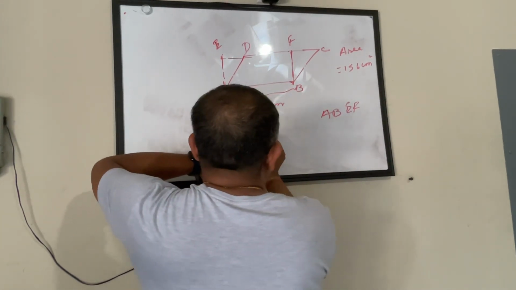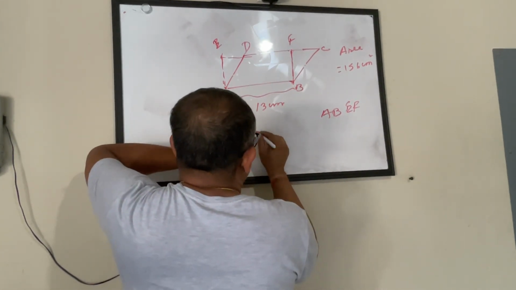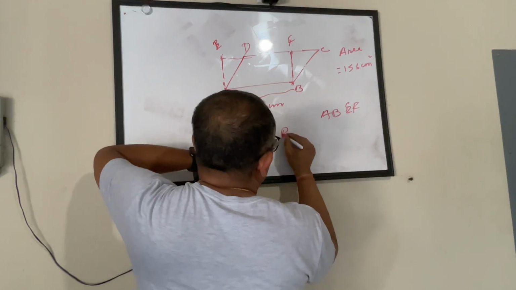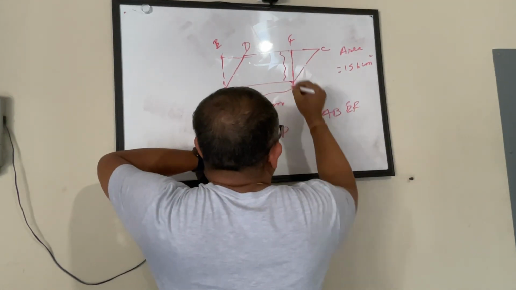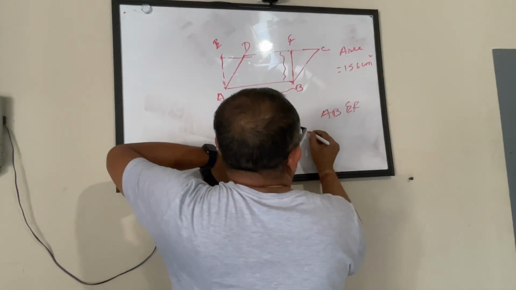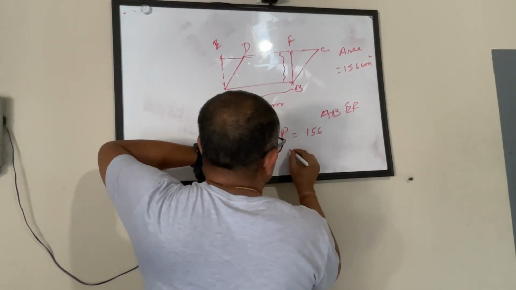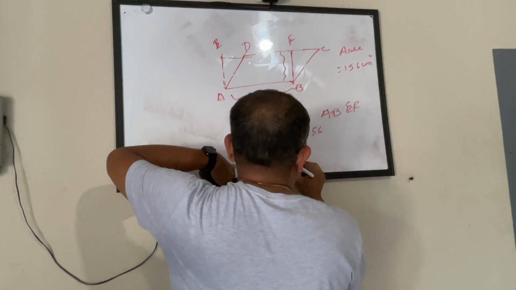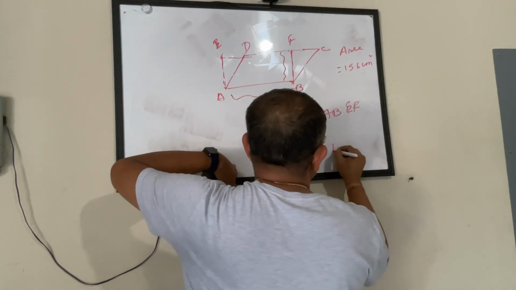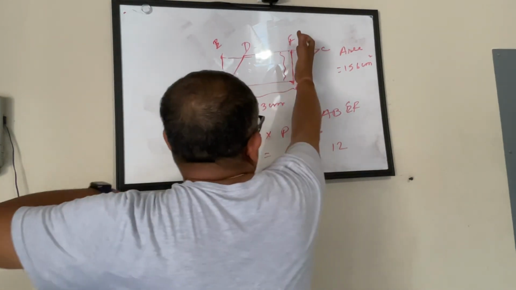So we know that the area of a parallelogram is base multiplied by the perpendicular distance. This was my area, 156. So my perpendicular distance is equal to 156 divided by 13. So 13 times 12 is this. So we got the perpendicular distance.